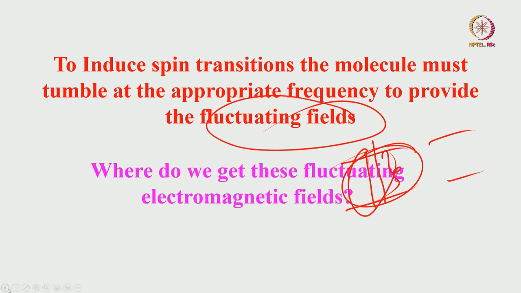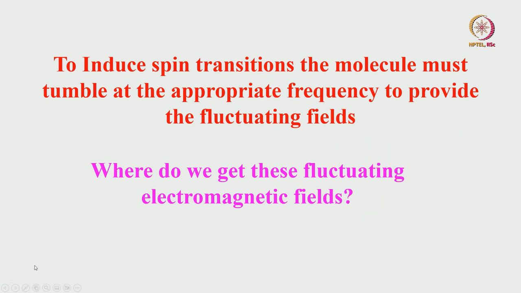And the next question is, where do you get this fluctuating field? Of course, a lot of factors are interconnected. First, the spectral density function has some frequency which is related to the Larmor frequency. And where does the spectral density function come from? It is because of the fluctuating dipole, the magnetic field created because of the tumbling motion of the nuclear spins. But what is the reason for a fluctuating magnetic field? Where do you get the fluctuating electromagnetic fields to generate this dipolar field at the site of the other nucleus?